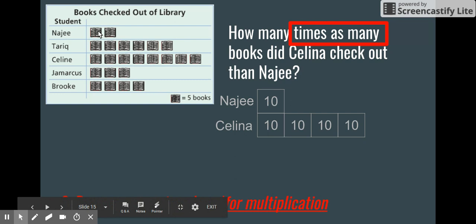I see here Naji has 5, 10 books checked out. Again, I'm going to use that key. Make sure you pay attention to that key. And Selena checked out 5, 10, 15, 20, 25, 30, 35, 40. So you'll see I have this represented in sets of 10: 10, 20, 30, 40.